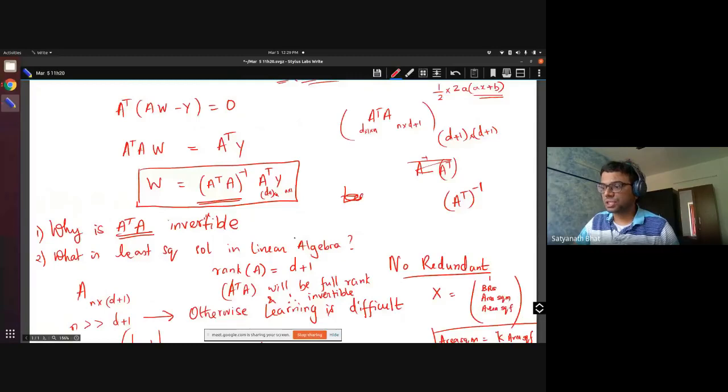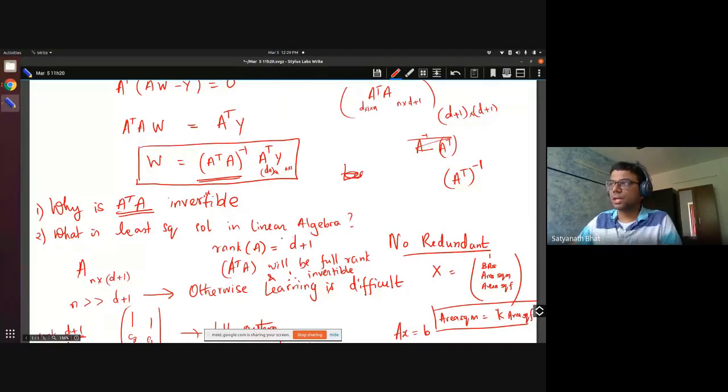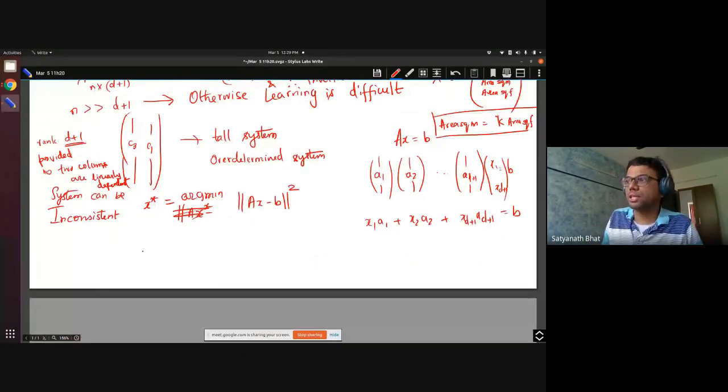So this finishes the approach. This is called the normal equation approach to solve for regression. These are all called normal equations. I have no idea why, but anyway.